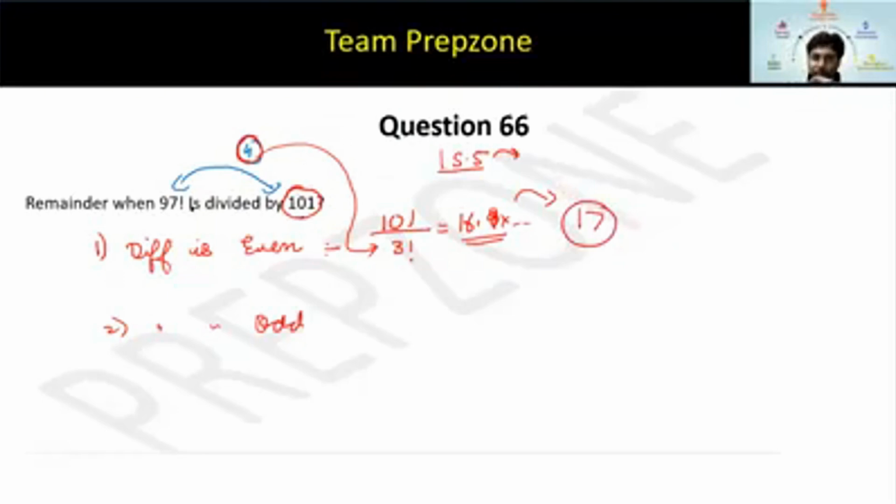If the difference is even, the answer is 17 only. Suppose the difference had been odd, the answer would have been 101 minus 17. That's it. That is as simple as you can get. That's what I am telling you, Priyam. If 15.4, that becomes 15. So how do you have to do it? First of all, you will check the difference. And then you will just divide it by 1 less than the difference factorial.